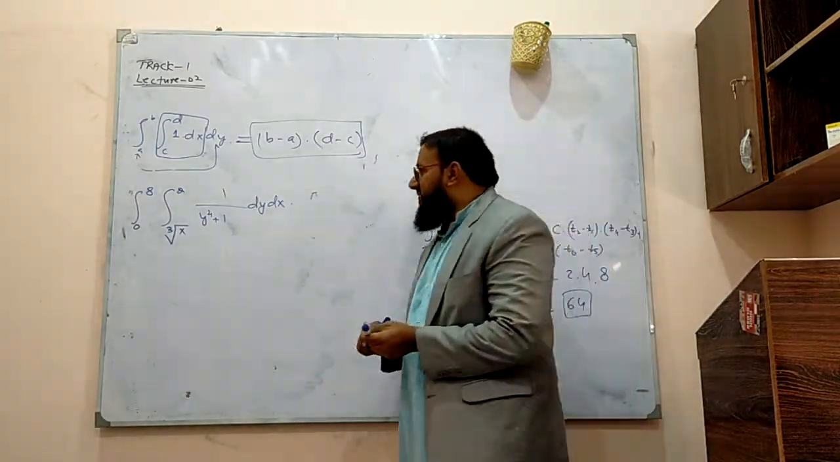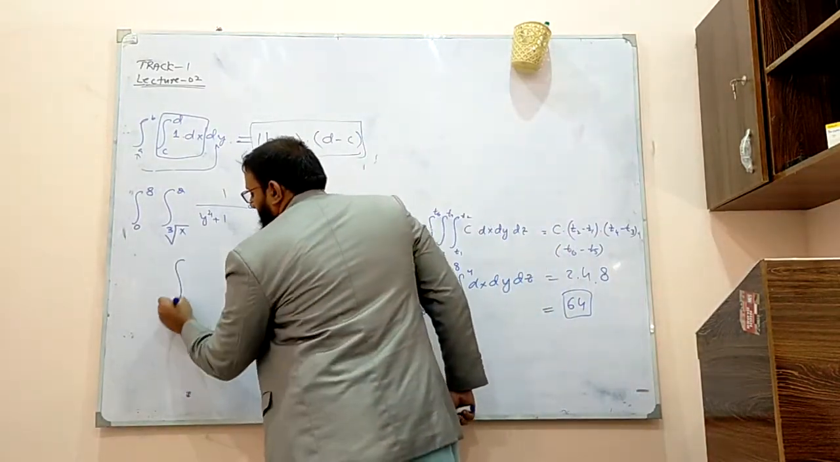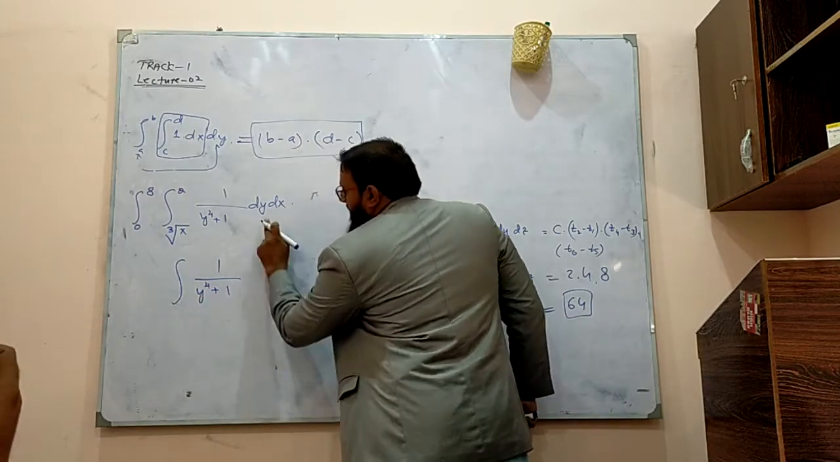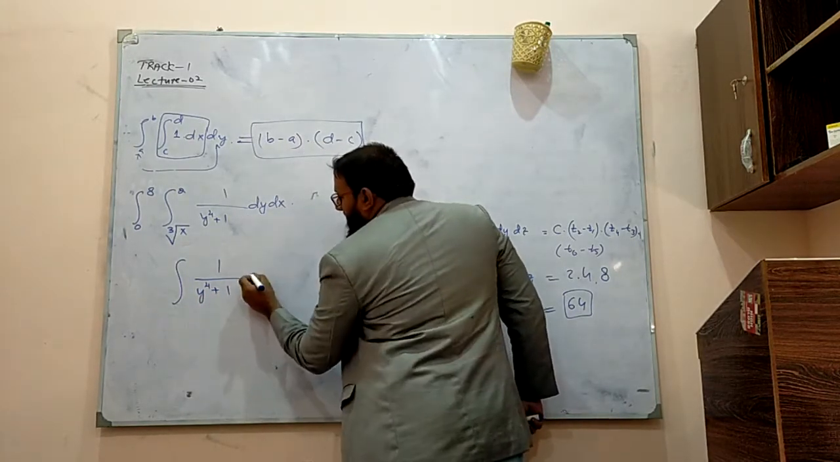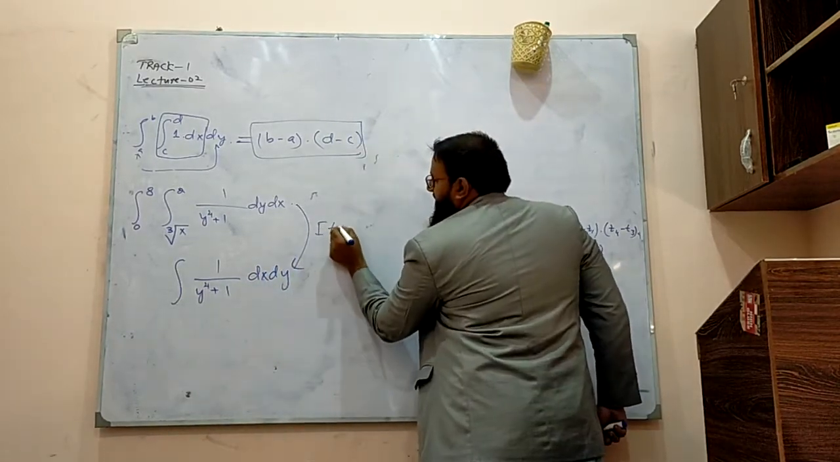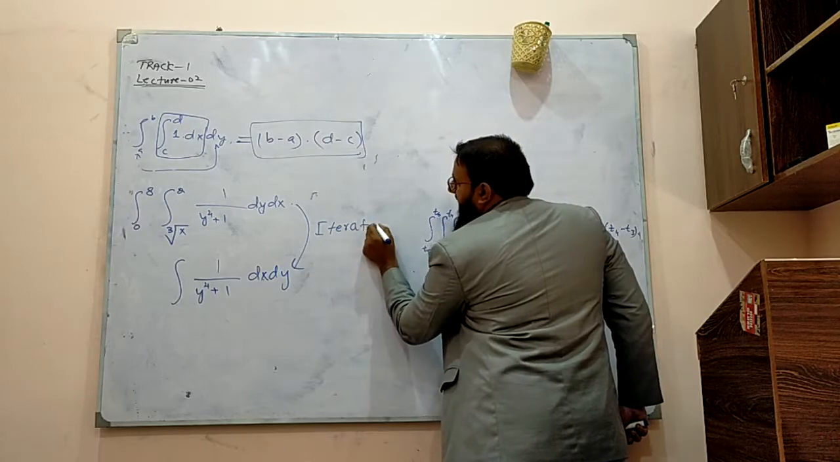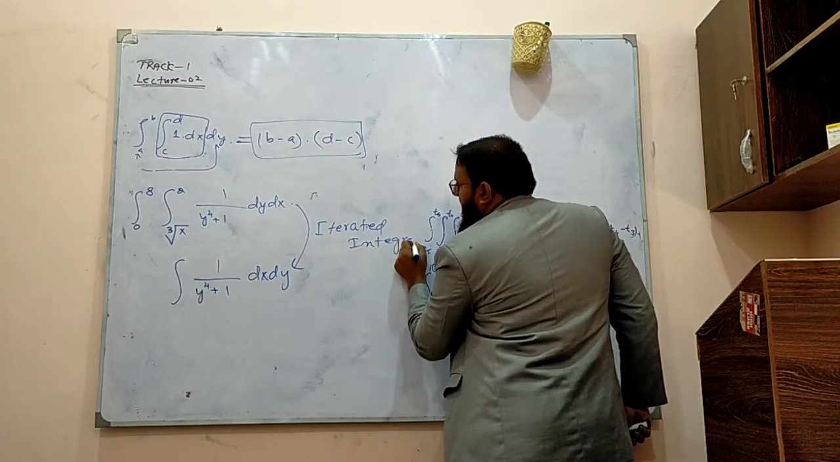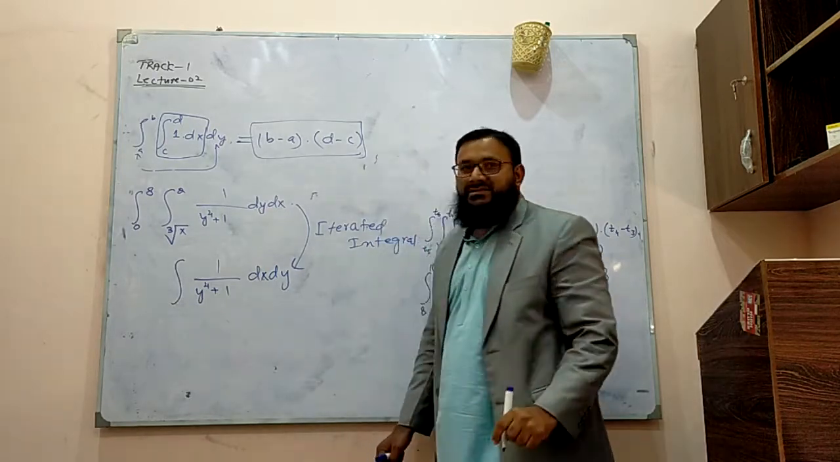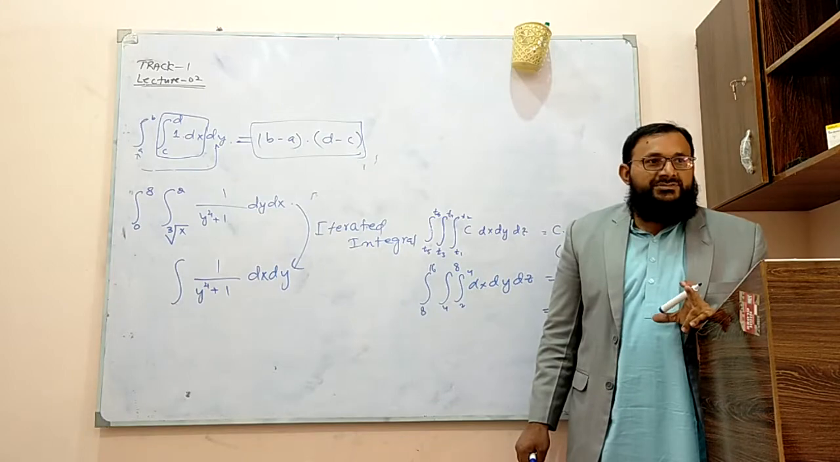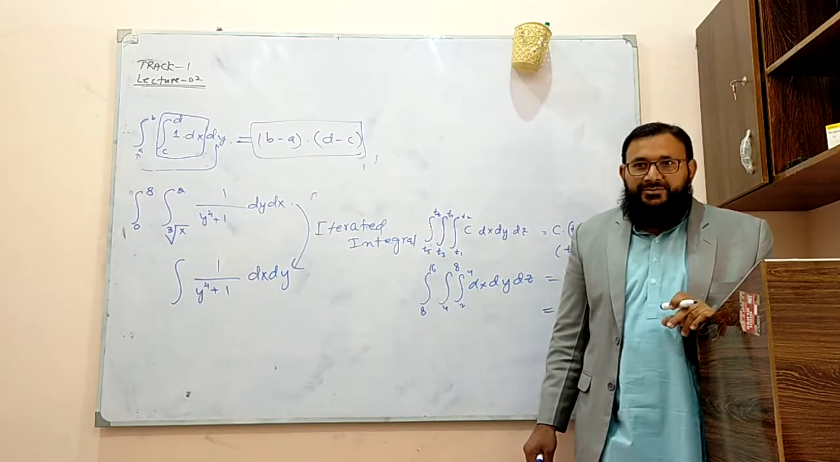Now I am interested in one thing. I am integrating the same function, but not in this order, in this order. We call it an iterative integral, and an iterative integral is such an integral in which you can swap the limits and their order, but it is not possible always. It can be done with the help of Fubini's theorem.